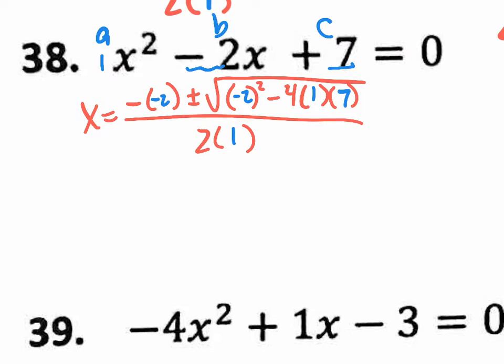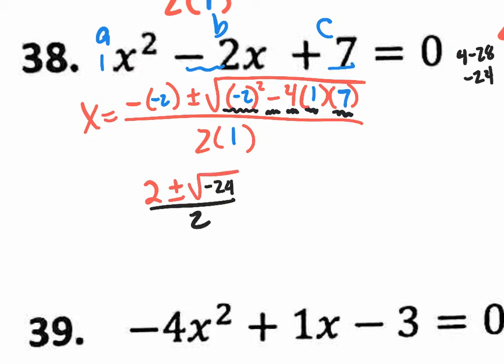With the discriminant, negative 2 squared, that's positive 4. So you really have 4 take away 4 times 1 times 7. So you really have 4 take away 28. And if I do 4 take away 28, I'm really going to have a negative 24 inside that square root. So what I really have is a positive 2 plus or minus the square root of negative 24 divided by 2. You guys agree?